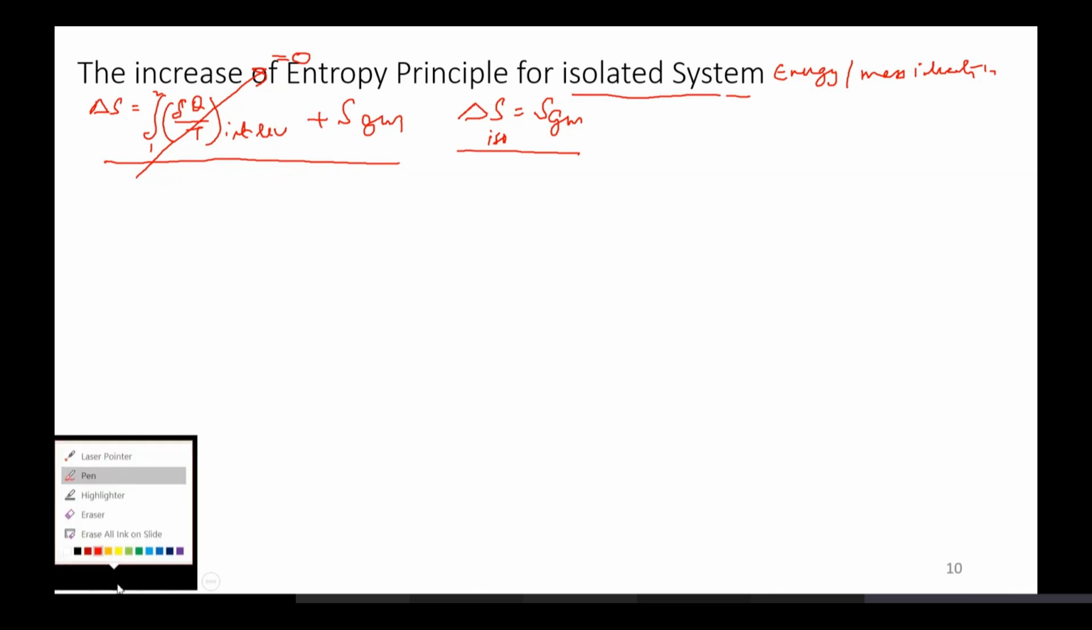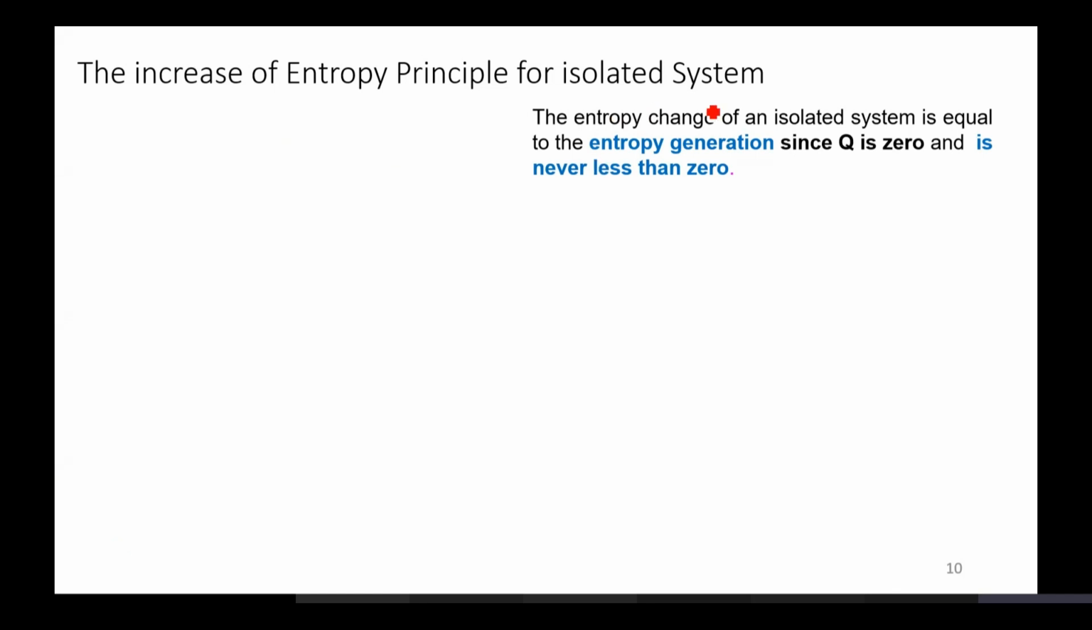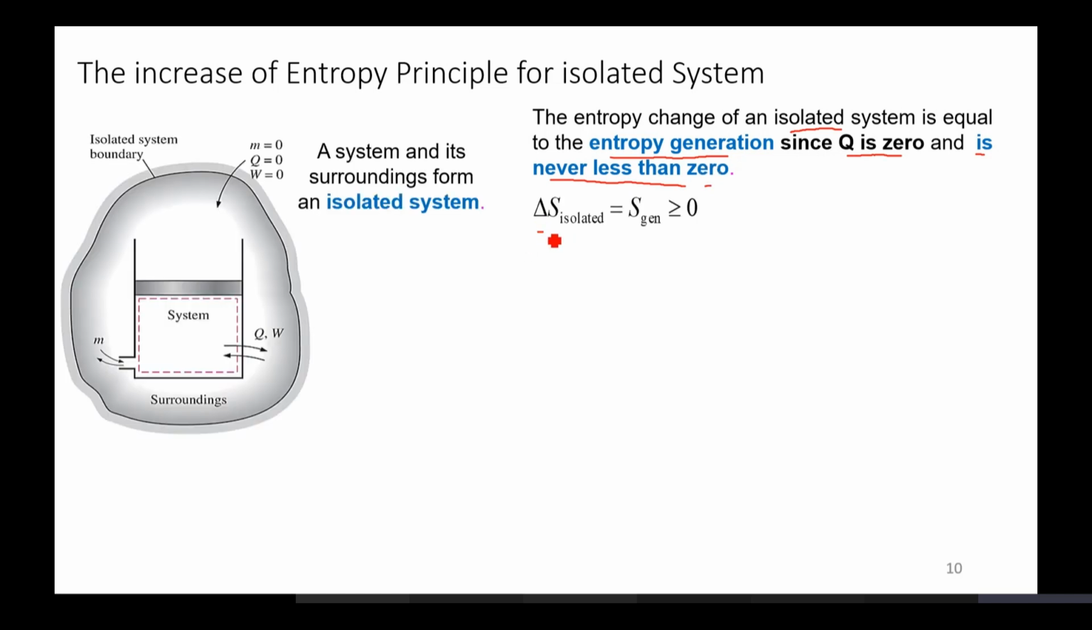Yes, sir. All right. Now, the entropy change of an isolated system is equal to the entropy generation since Q is zero. And since entropy generation is never negative, the change in entropy would never be less than zero. And entropy generation, you know from the previous lecture, could either be positive or zero. So entropy generation would be greater than or equal to zero. Clear enough? Yes, sir. All right.